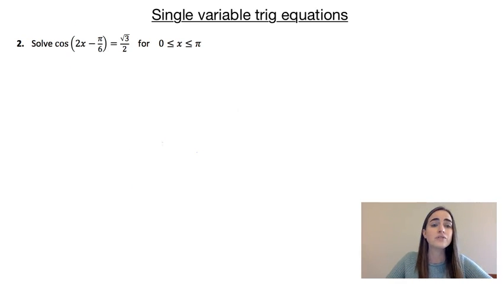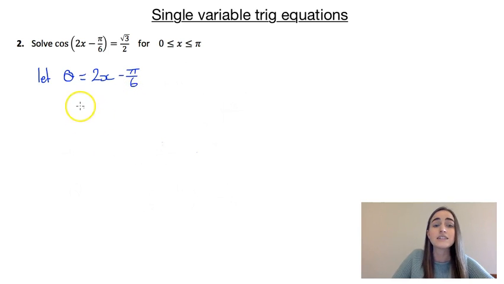Our second example asks us to solve cos of 2x minus pi on 6 equals root 3 on 2 in the domain 0 to pi. So we're going to start in a similar sort of way. This time, let's call it theta, because we've already got an x up here. So let's say let theta equal our 2x minus pi on 6. So it's going to simplify our equation down to cos theta equals root 3 on 2.